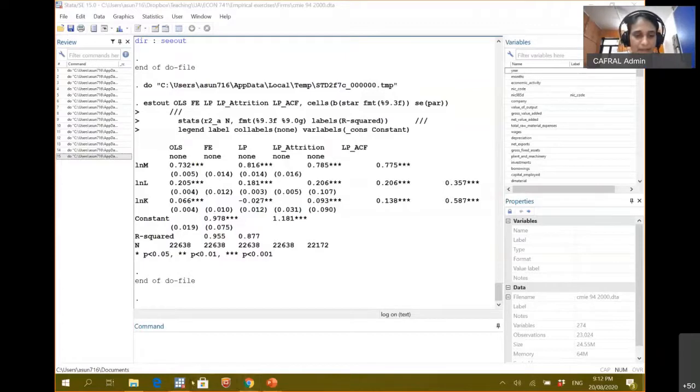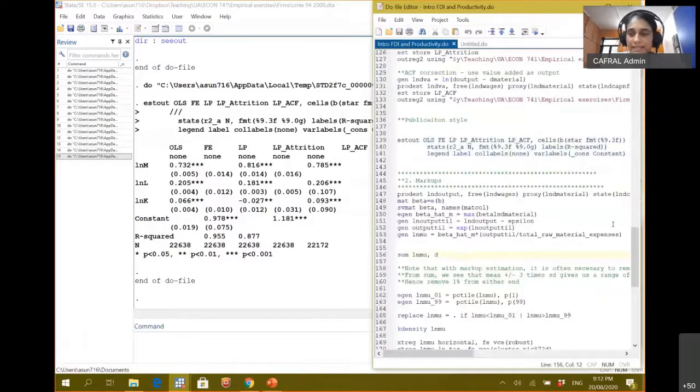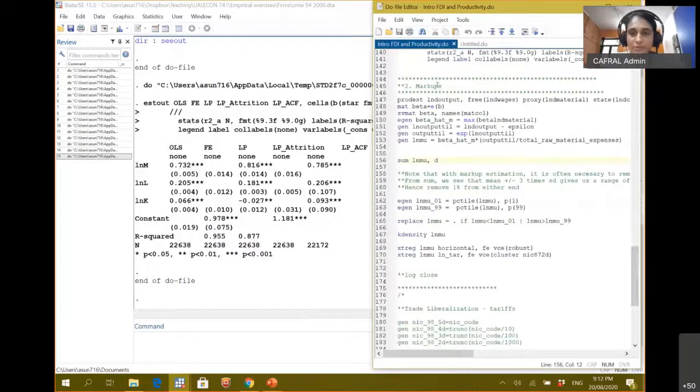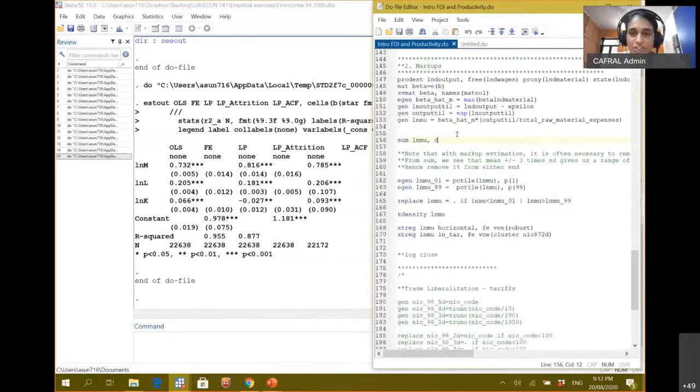One quick thing on markups. As I said, it's very easy to calculate markups once you have your betas from, say, the Levinsohn-Petrin procedure with the ACF correction. Then it's simply a question of generating the markup as the materials beta hat multiplied by output, or total sales, divided by the total raw material expenses. There is a small correction you need to do: you have to generate output as output minus epsilon. But after that, it's very easy to generate markups.